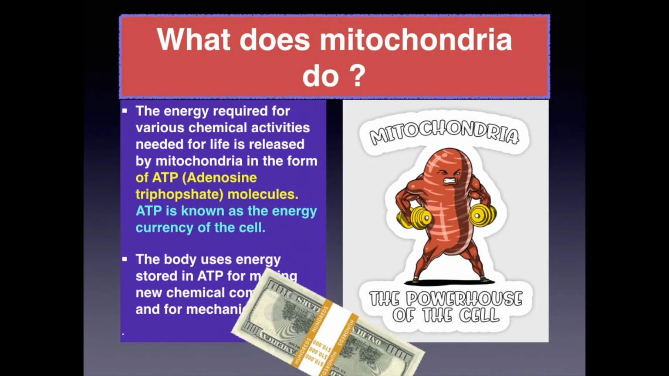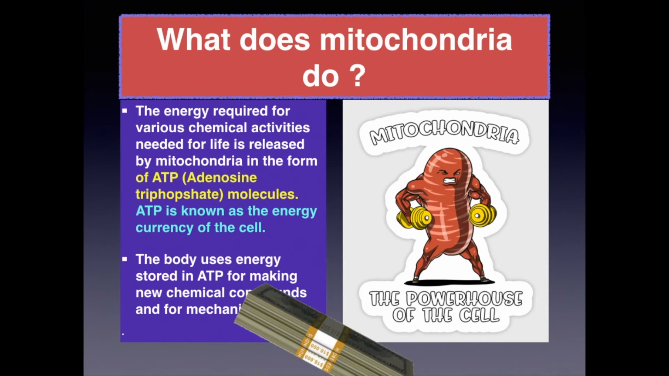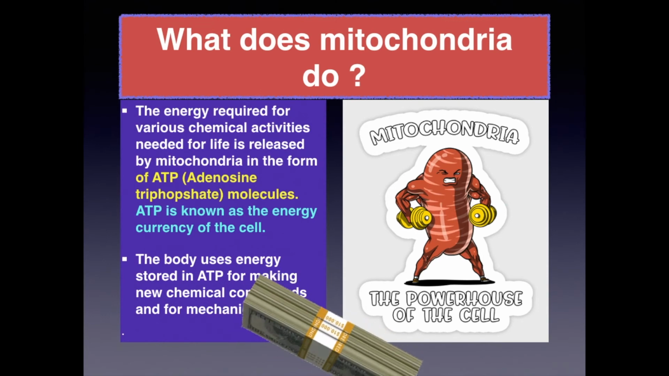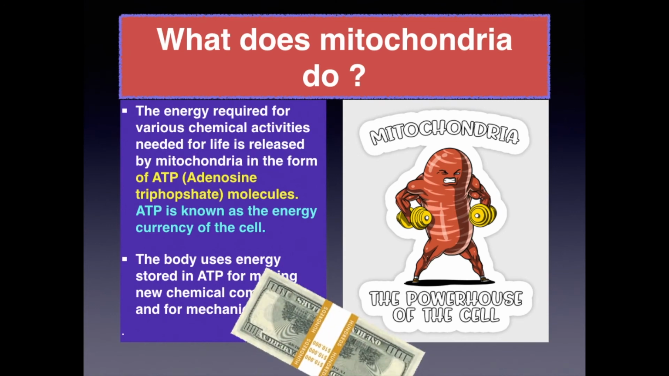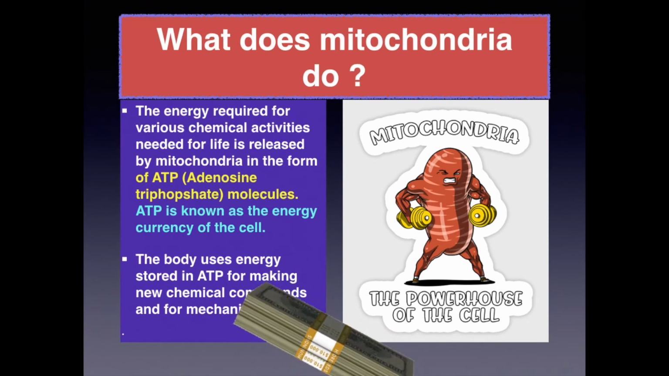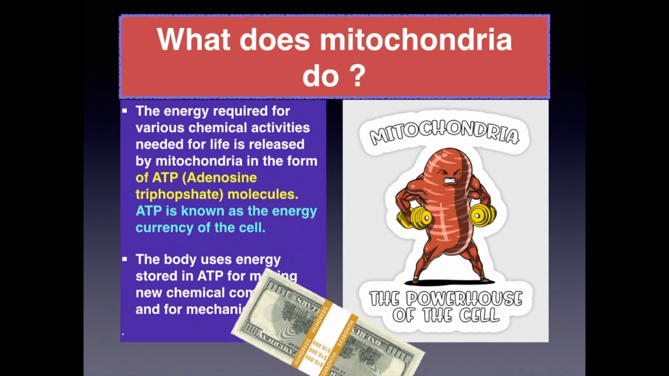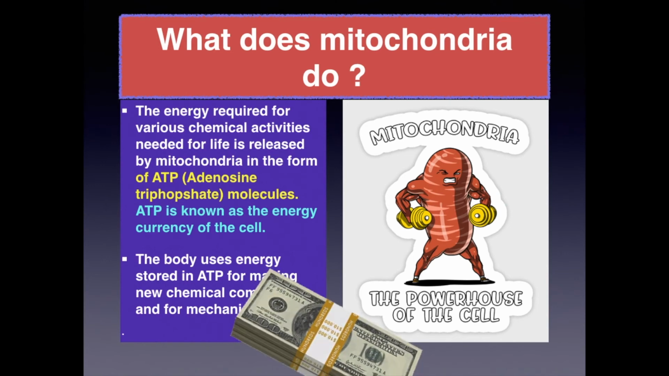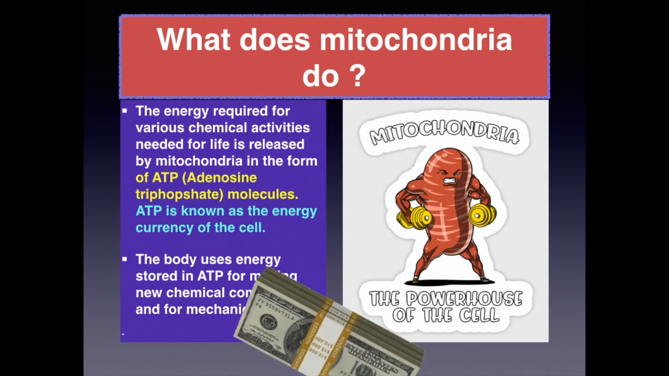So what do mitochondria do? So again, you have understood it by now. Their job is to provide energy to the cell and in turn to the body. So you can see it is the powerhouse of the cell. The energy required for various chemical activities is also released by mitochondria. And remember, ATP is the energy currency of the cell. What is the energy currency of the cell? It is ATP. So now you understand. So I have put an image of this currency here, so that you remember that ATP is the energy currency of the cell.